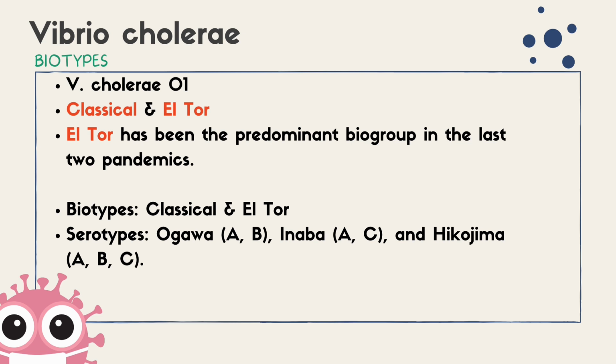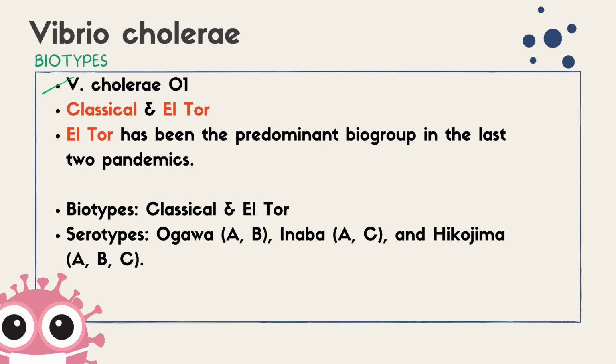So now let's go to the biotypes of Vibrio cholerae, specifically the biotypes of Vibrio cholerae O1. Vibrio cholerae O1 is a strain of Vibrio cholerae. Now, which are the two? We have the O1. Next, what is the other one?